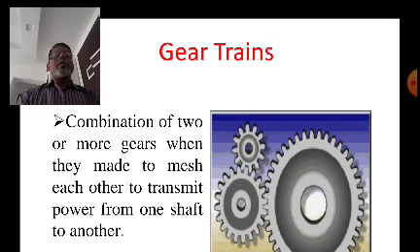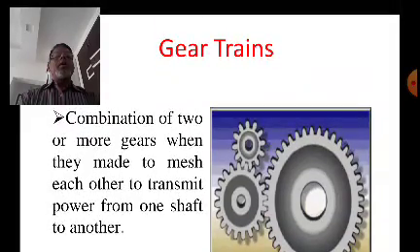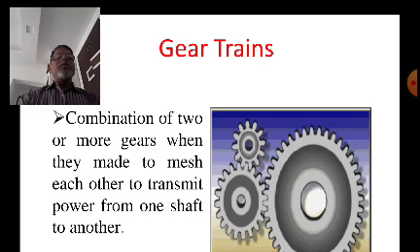Gear trains means if there is more than two gears, then we call it a gear train. It is a combination of more gears made to mesh with each other to transmit power from one shaft to another shaft. If there are only two gears, then we call it a gear pair. Generally, we use these gear trains for two purposes.